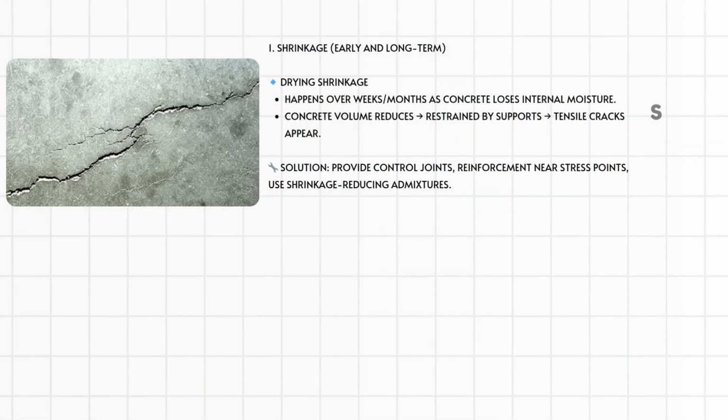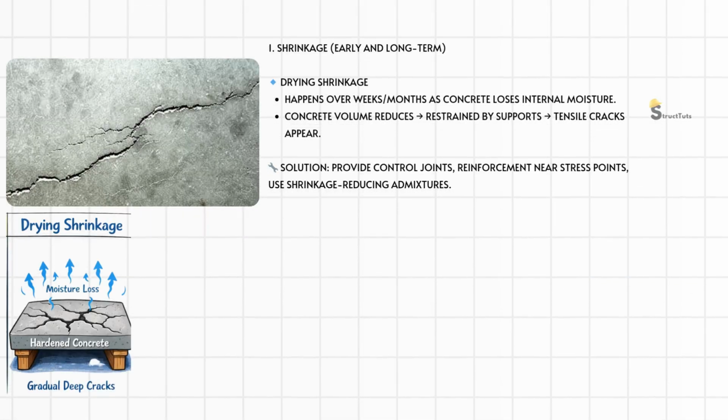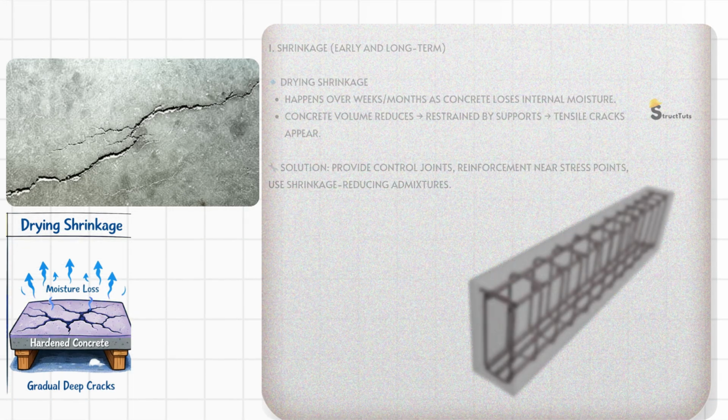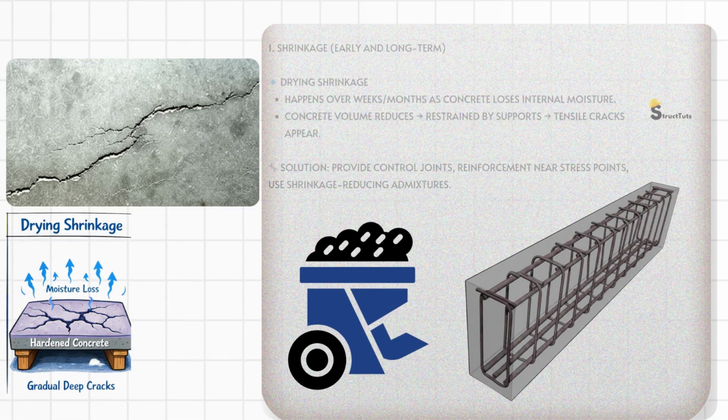On the other hand, drying shrinkage happens over weeks or months as the concrete loses internal moisture. As the concrete volume reduces and is restrained by supports, tensile cracks can develop. Solutions for drying shrinkage include providing control joints, reinforcing near stress points, and using shrinkage-reducing admixtures.